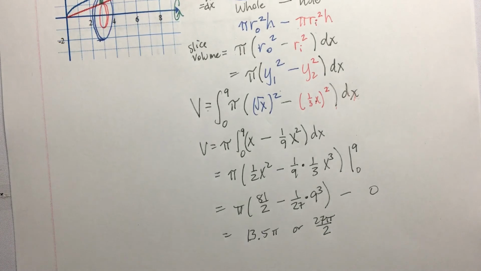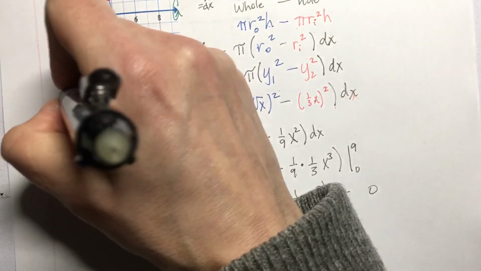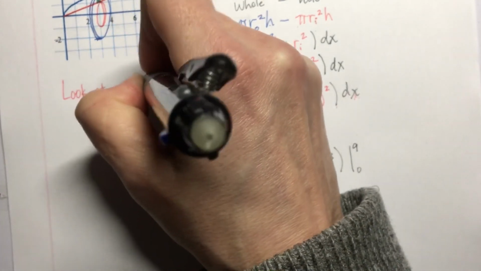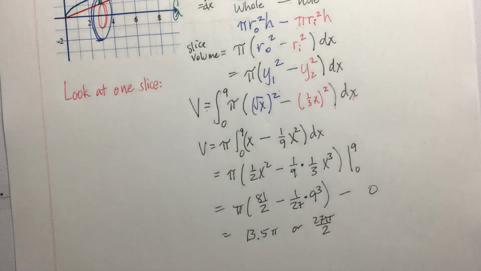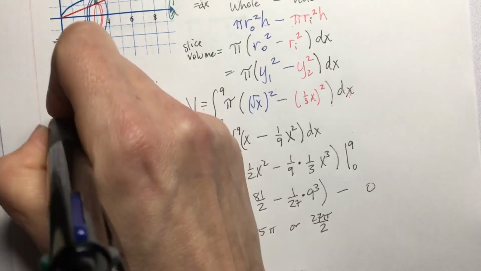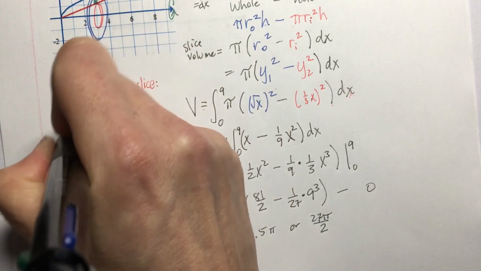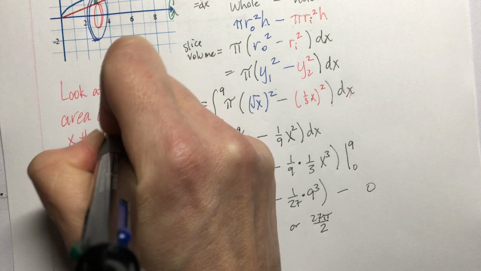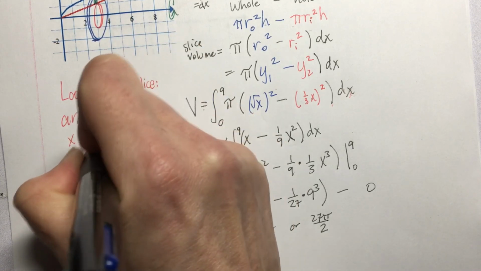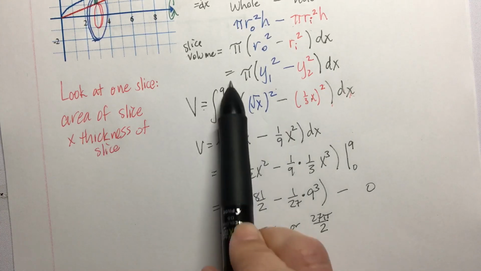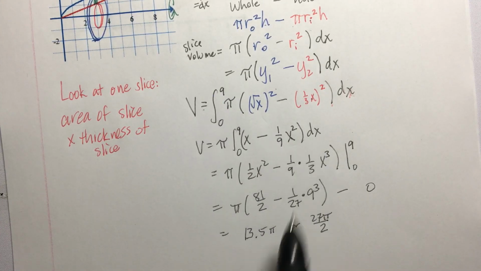So the key thing on this, though, again, is when we look at that slice, we say, imagine this is a piece of bread. It's the area of the slice times the thickness of the slice. And then to get the entire volume, you integrate because you're summing from the start to finish.